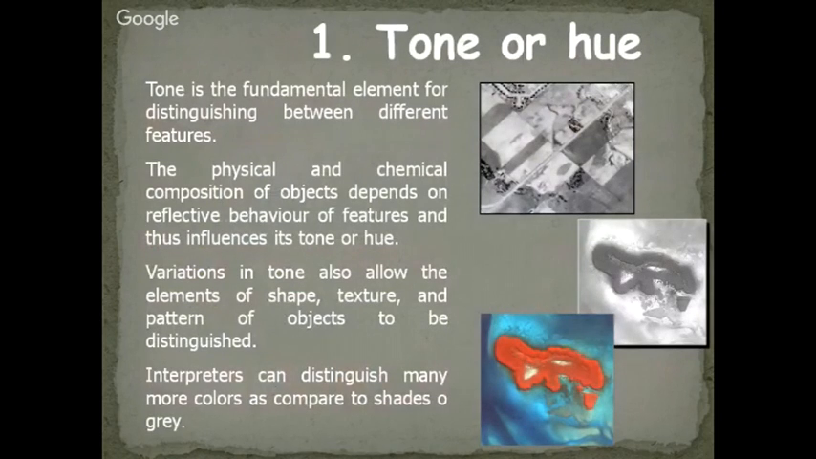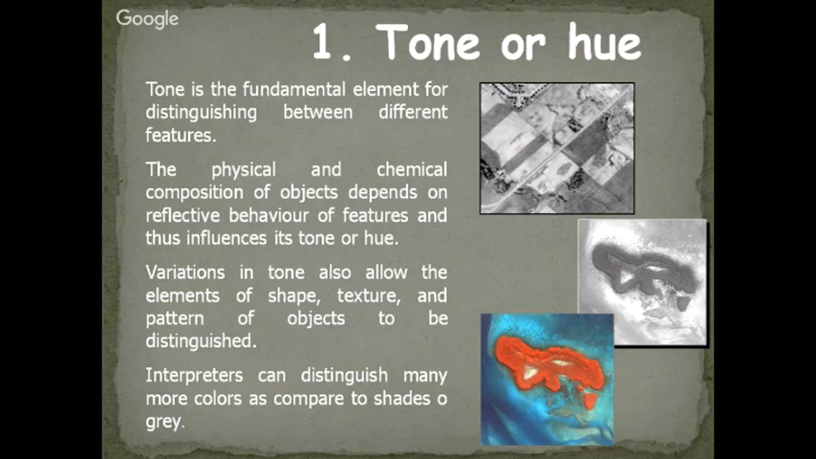So the first order element is the tone or hue, different shades of gray or different colors. Now different shades of gray form the basis for identifying surfaces. You see these pictures, some of them we have already seen. In the first image, we can see there are different shades. There are certain areas, patches, which are reflecting very bright color, whereas there are some areas which are appearing darker. Now using these differences in the tone or the hue, we are able to identify surfaces.